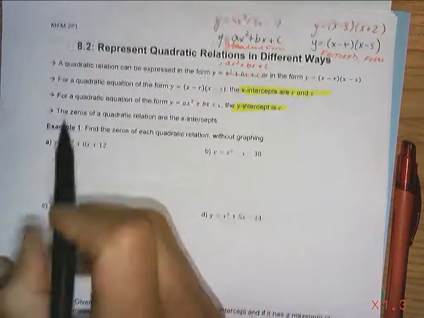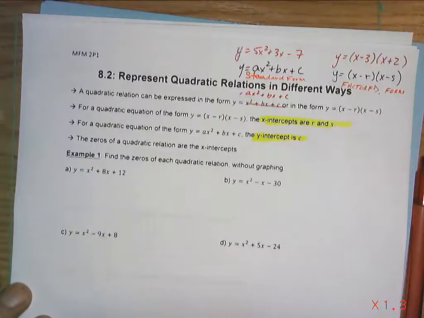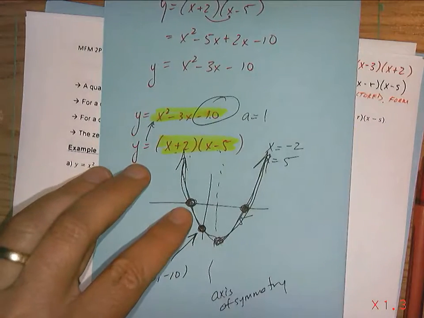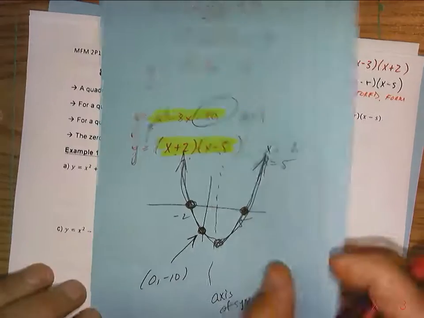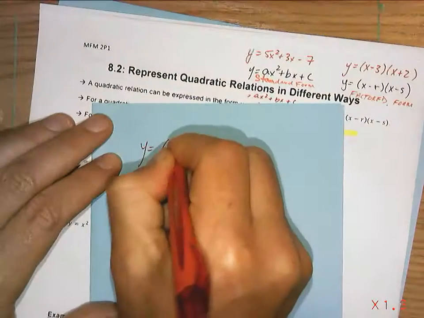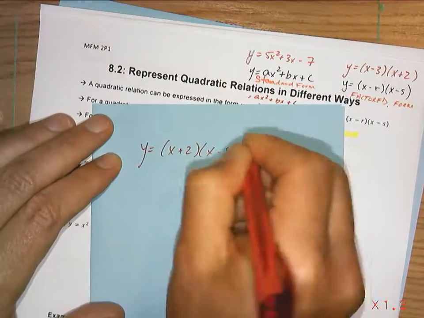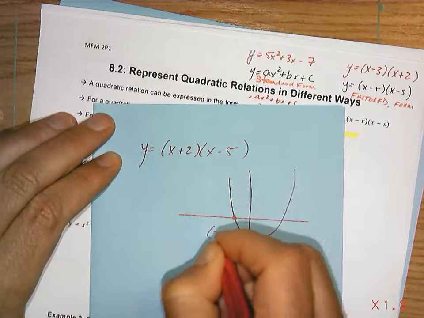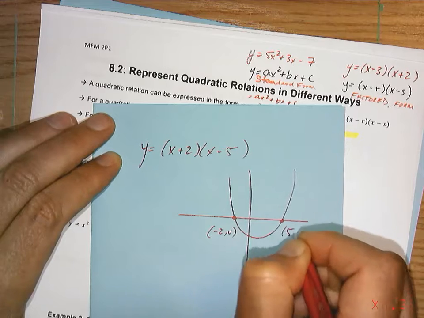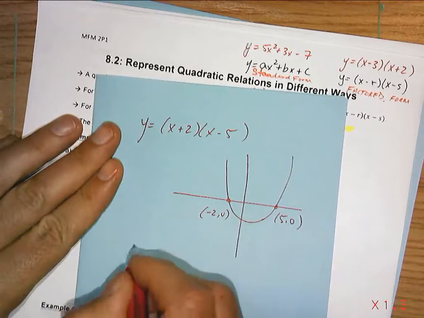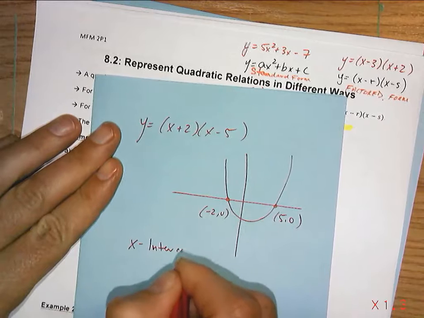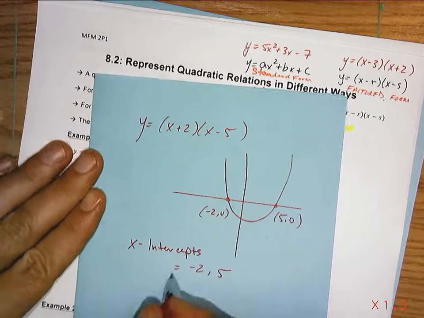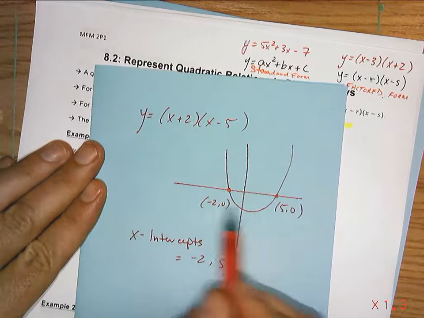Okay. The zeros of a quadratic relation are also called the x-intercepts. So, again, these are your x-intercepts. They're also called zeros. Now, let me show you why they're called zeros. Remember, we had this, y equals x plus 2, x minus 5. Remember, we said that that equaled this. So we have negative 2, 0, and we have 5, 0. So your x-intercepts are negative 2 and 5. What that means is that they cross the axis at negative 2, 0, and 5, 0.